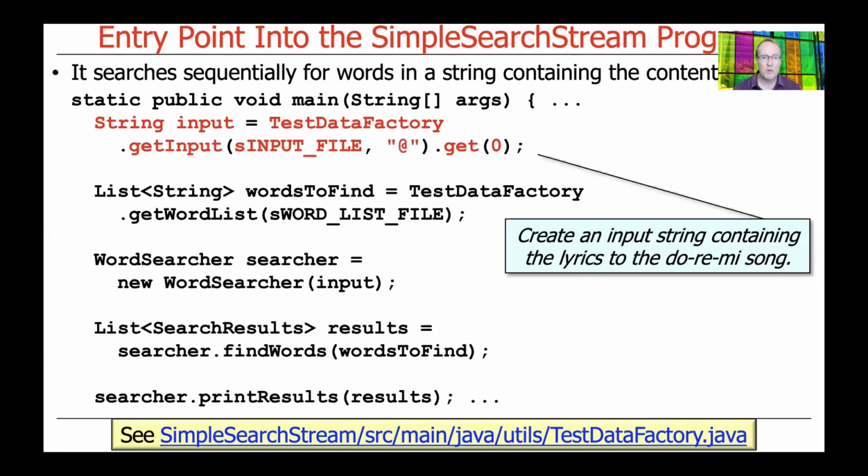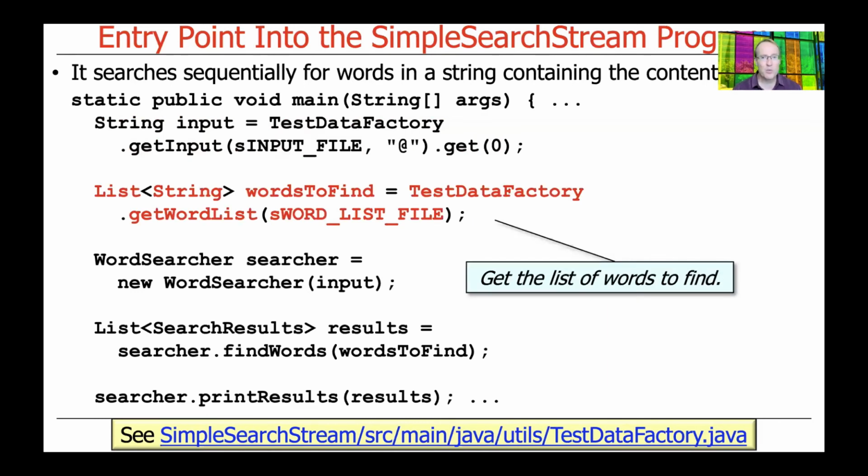For example, the first thing we do is take the name of an input file and read in the contents of the file, which will be the lyrics to the Do Re Mi song, and store the input into a string. So we have a string called input, which contains the contents of the file. Likewise, we also have a file that contains the list of words to find, the Do Re Mi parts, and once again, we input that and store it in a list of strings, one string for every word we're going to look for.